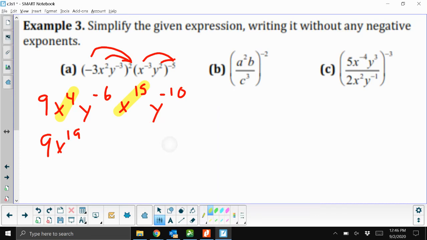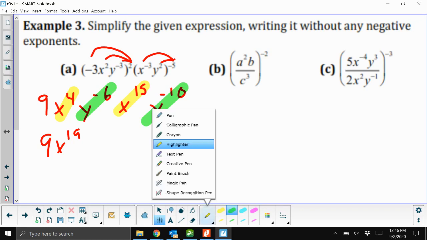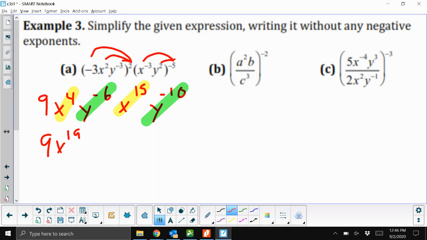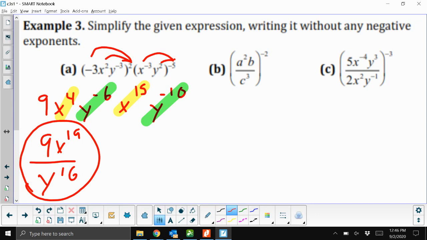So now let's take a look at the y. So the y's, we got y to the negative 6 and y to the negative 10. So if we add those up, that gives us y to the negative 16. So instead of writing y to the negative 16 next to this, I'm going to go ahead and just make that jump and say, well, that needs to go on the bottom since it's negative. So that would be our solution. 9x to the 19th all over y to the 16th. All right.